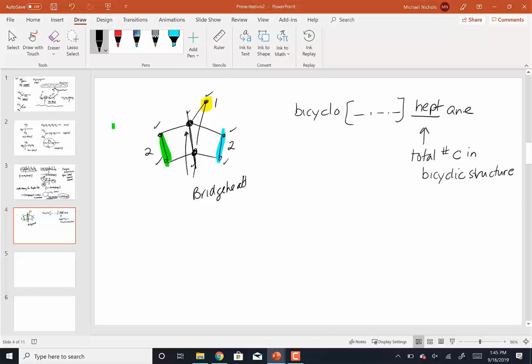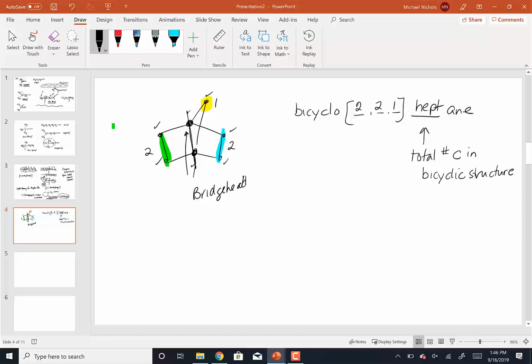So what I would call this, and we go in decreasing numerical order, is a bicyclo 2,2,1 heptane. That means that of the 3 sides, it's got 2 carbons, another 2 carbons, and 1 carbon that make up the 3 propellers of the bicyclic compound.